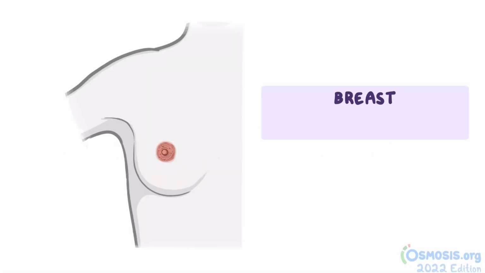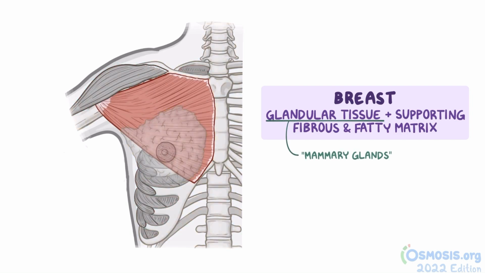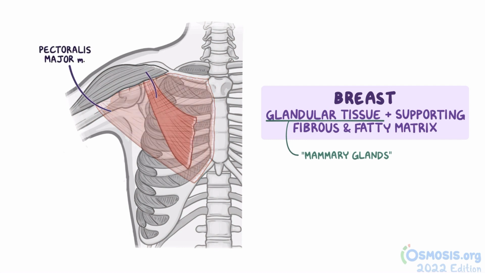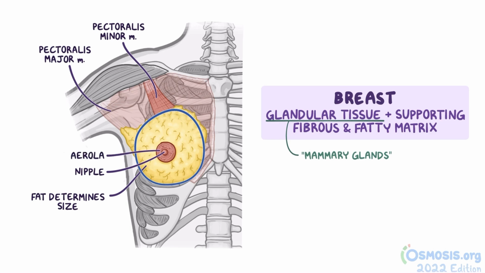The breasts are the most prominent superficial structures in the anterior thoracic wall, consisting of glandular tissue and a supporting fibrous and fatty matrix. This glandular tissue, or mammary glands, are found in the subcutaneous tissue overlying the pectoralis major and minor muscles. The amount of fat surrounding this glandular tissue will determine the size of the breasts. Breasts have a circular body and a nipple in the center, surrounded by a pigmented area of skin called the areola.